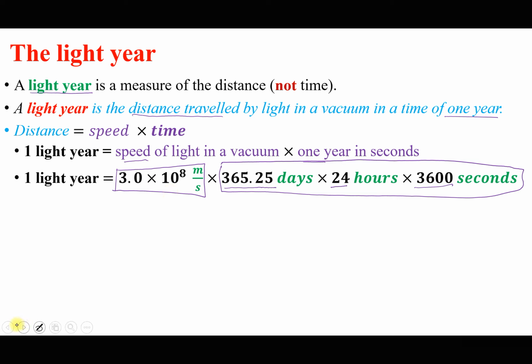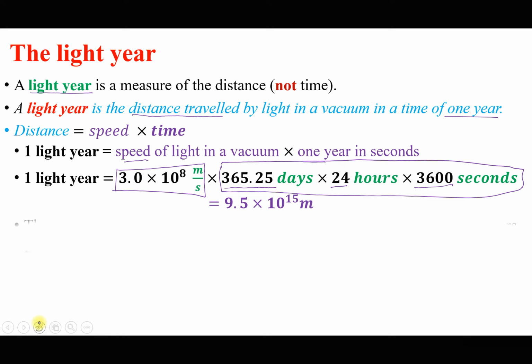So this gives me 9.5 times 10 to the power of 15 meters. As an extended student, you need to note that 1 light year is equal to 9.5 times 10 to the power of 15 meters.